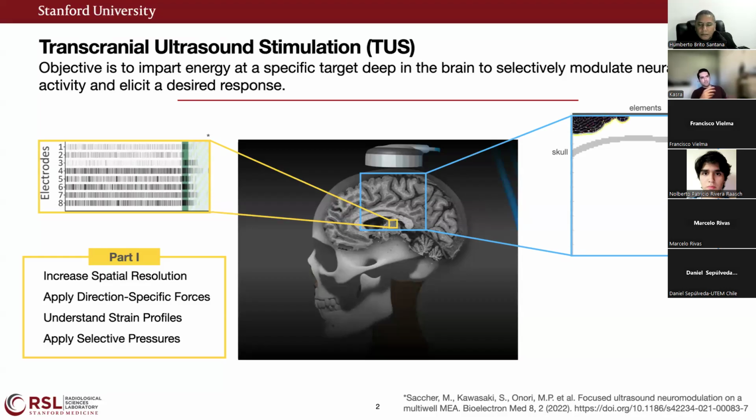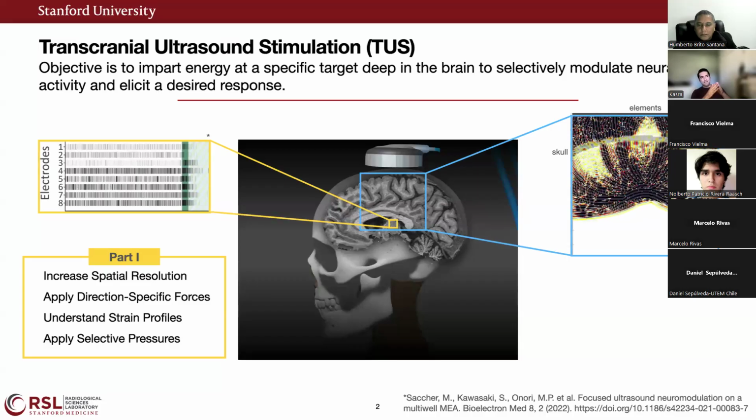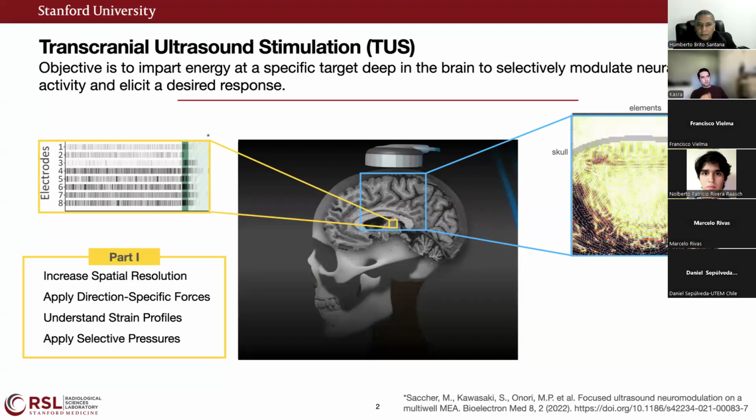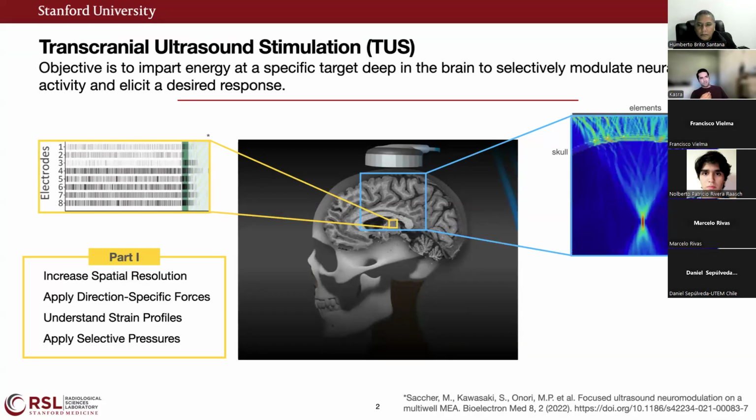In this example, you will see that the elements in the center fired last, and the elements outside fired first because they have a longer distance to the target, so that we could have this constructive interference at the focus and sonicate a particular target.